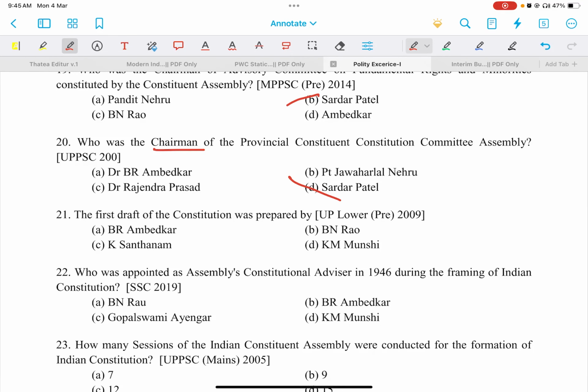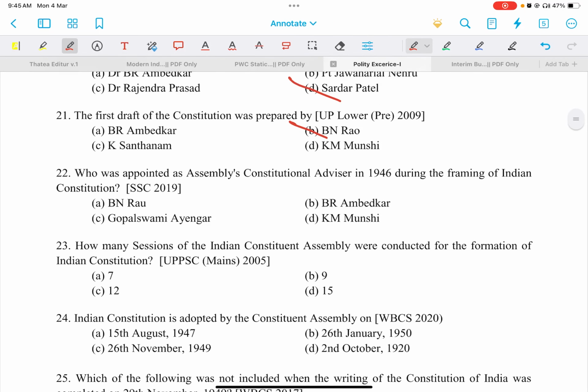First draft of the constitution was prepared by B.N. Rao. Question number 21. Who was appointed as Assembly Constitutional Advisor in 1946? B.N. Rao.